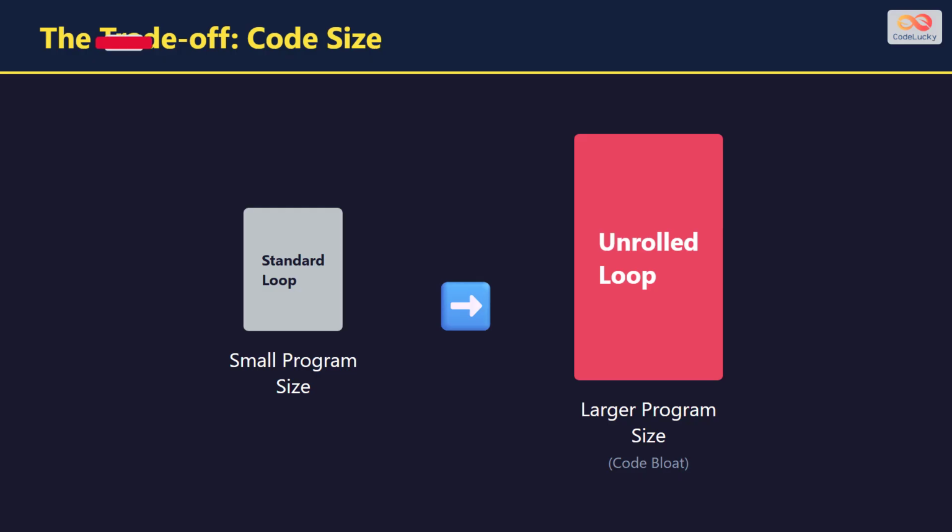However, nothing comes for free. The trade-off here is space. Your binary file size will grow. A loop that took up 3 lines of assembly might now take up 12 or more. This is why we call it trading space for speed. You are spending memory to save time.